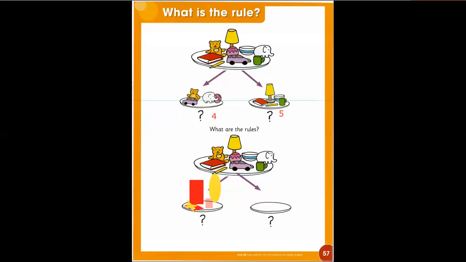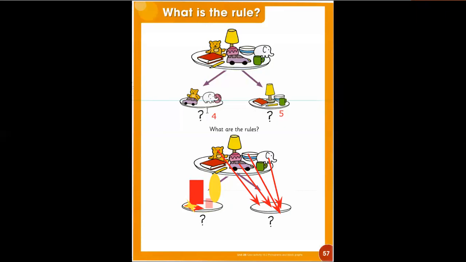Then we have a toy elephant, we can put it here. Then a toy car, also we are going to put it here. A teddy bear, also here. A bowl, we are going to put it here. So these are different ways of sorting things.